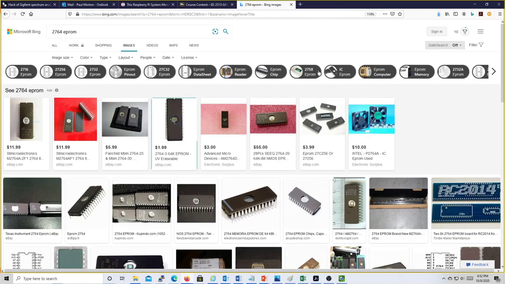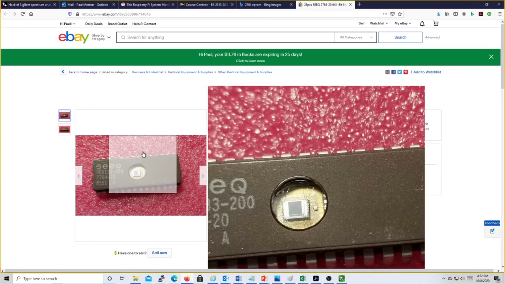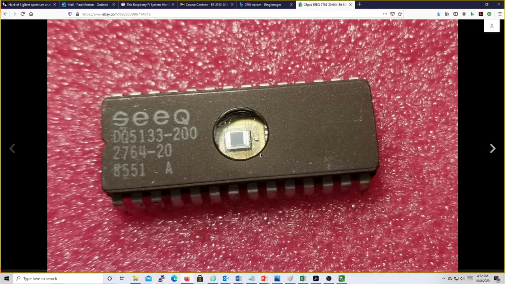Let's see if we can find a better picture. Oh, this is probably better. Okay, there you go. Notice you can actually see the bonding wires connected here. That's the actual chip right there. I think it's on a little carrier. But anyway, if you could blow this up a little more, you would actually see the integrated circuit pattern that's on there.